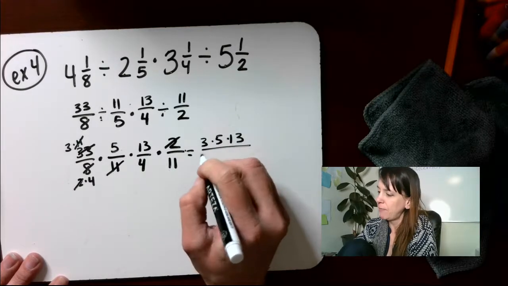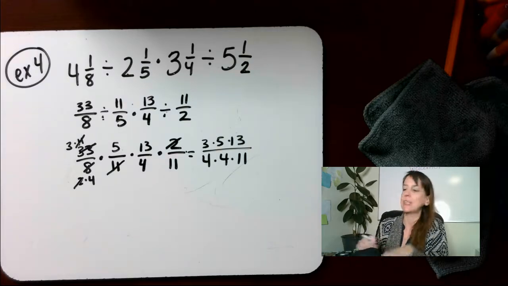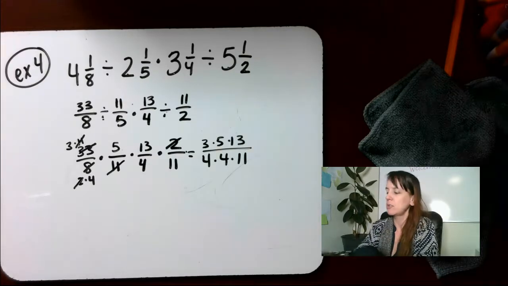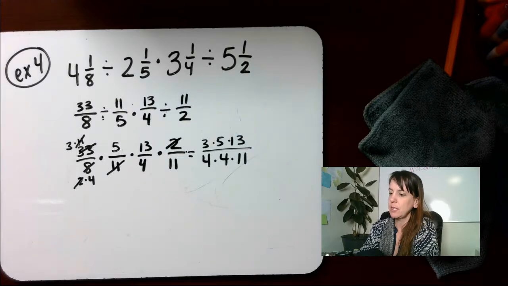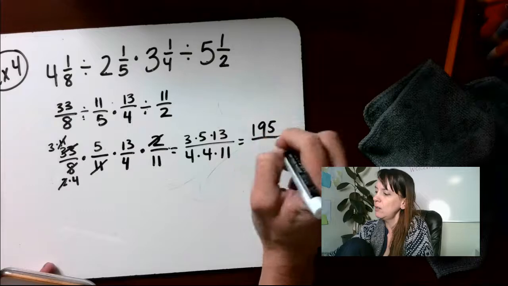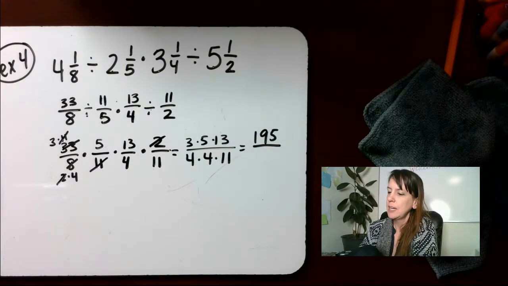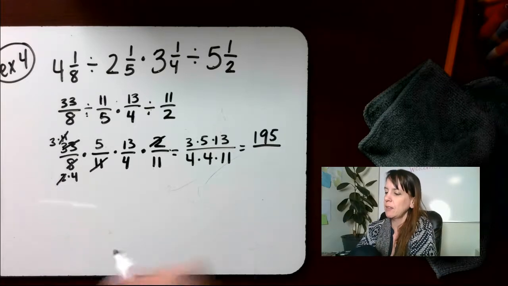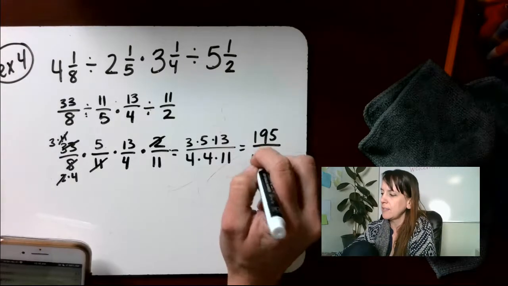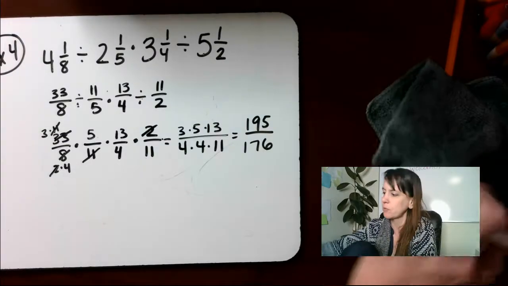And then downstairs I have 4 times 11. I don't see anything else that can be canceled out. So let's do the math on that. 13 times 5 times 3 gives me 195 over 4 times 4, which is 16, times 11 gives me 176. So that is going to be our most reduced fraction.